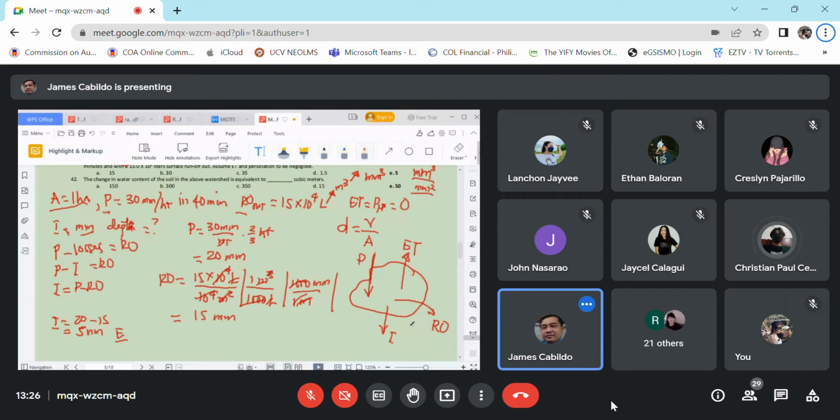Sige po, sir. Thank you po. Okay. ET naman is 0 dito sa problem na to. At saka percolation, yung deep percolation. Ang meron lang ay infiltration. Kaya yun, yung equation natin na yan, yung nandyan. Okay?